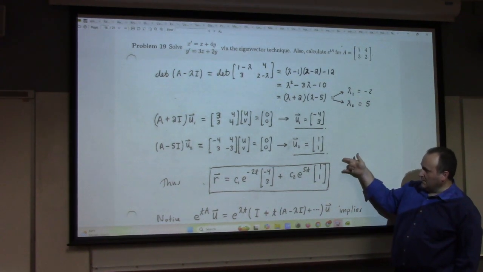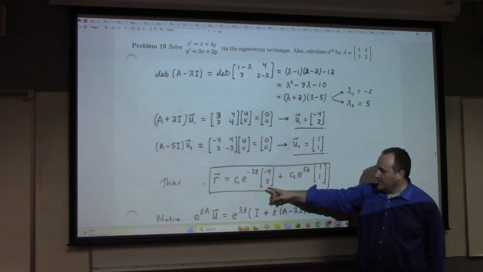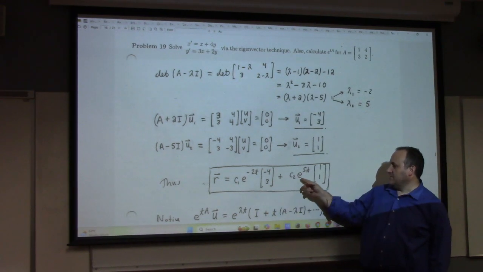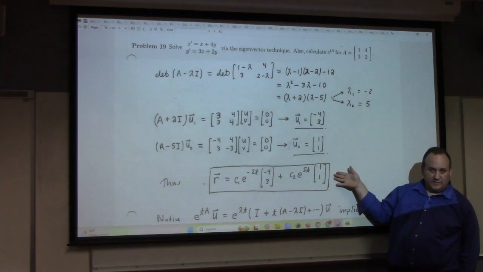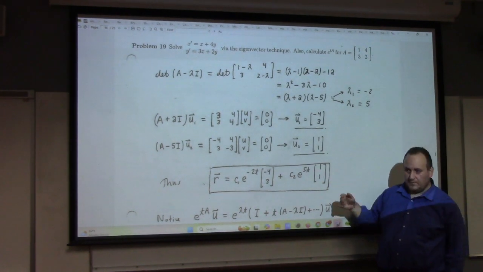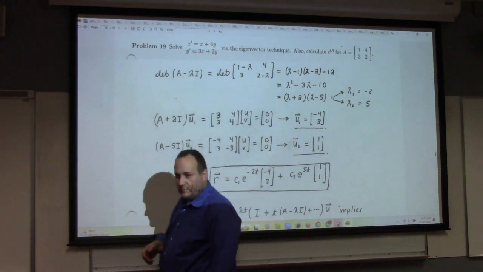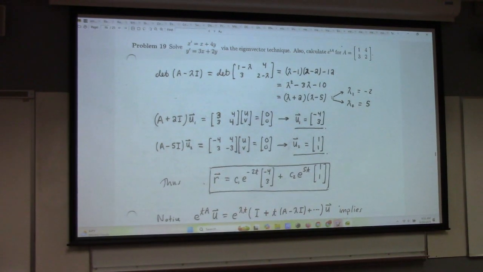So anyway, I take c1 e to the eigenvalue times the eigenvector plus c2 e to the eigenvalue times the eigenvector. That's all we need, right? Because it's a 2 by 2 system. This is the general solution. Any questions?